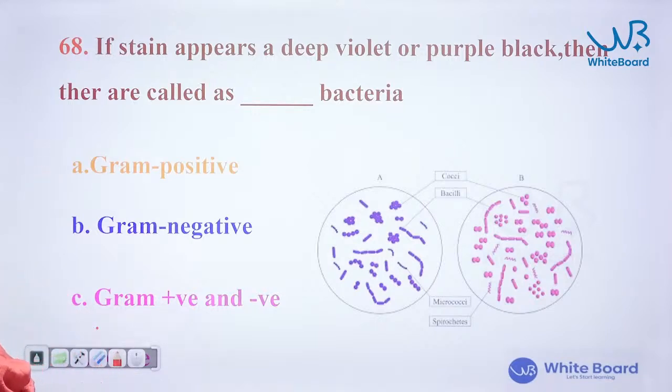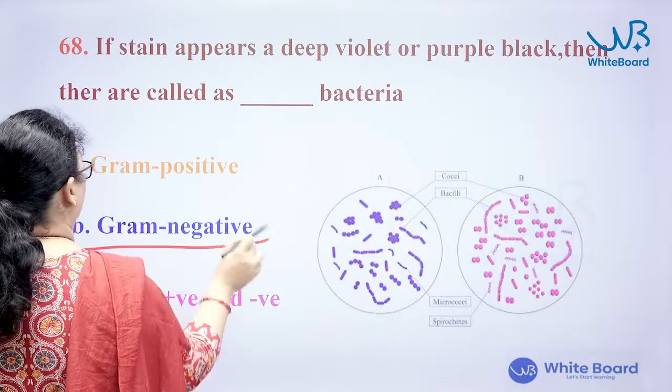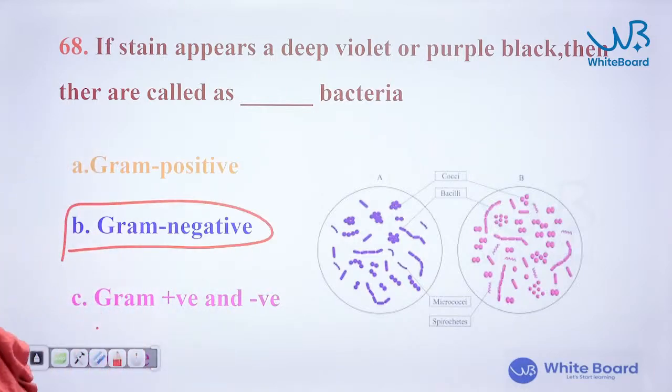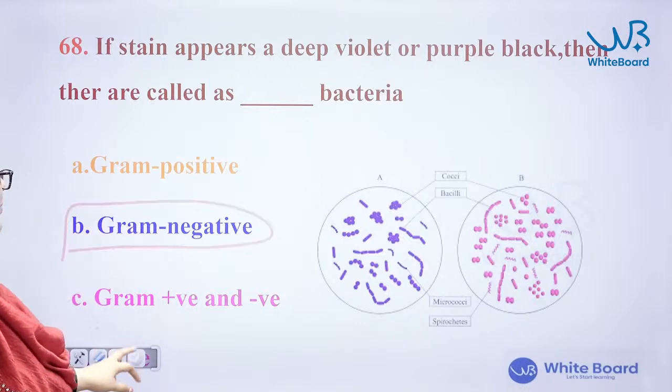Next, if the stain appears as deep violet or purple black, then they are called which type of bacteria? So, gram-positive bacteria. If it occurs pink, then it is gram-negative. If it occurs purple or violet, then it is known as gram-positive bacteria.